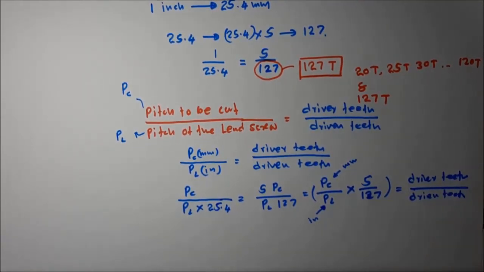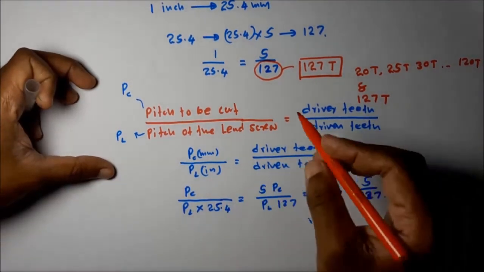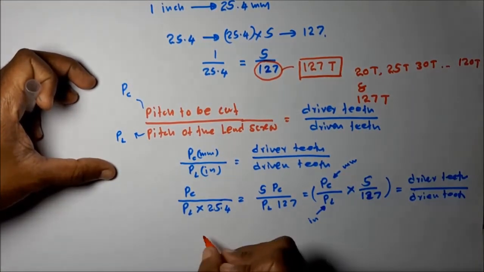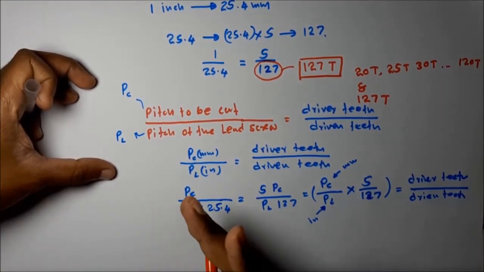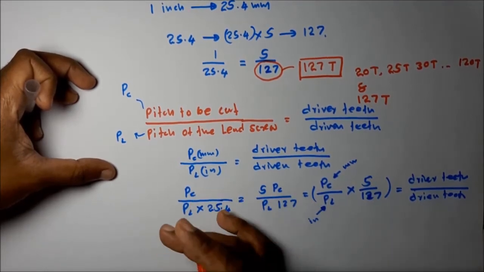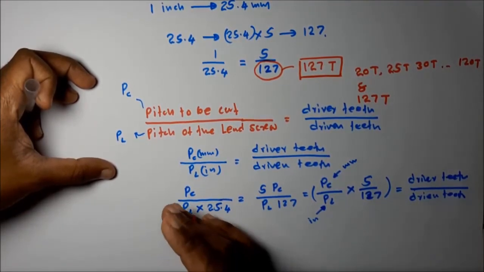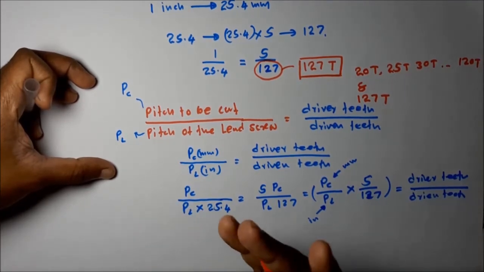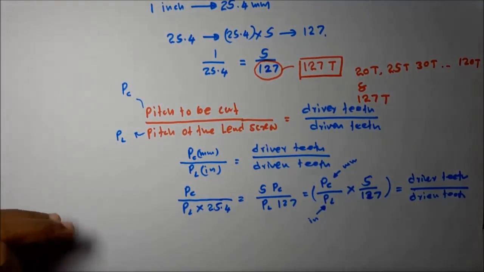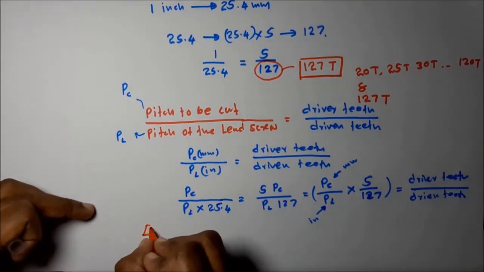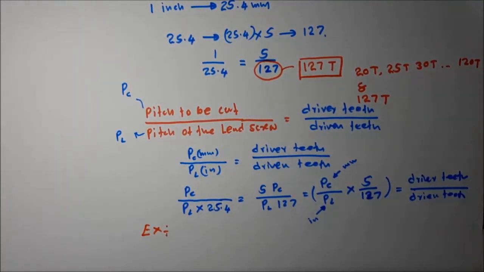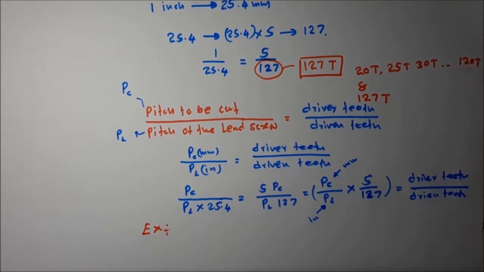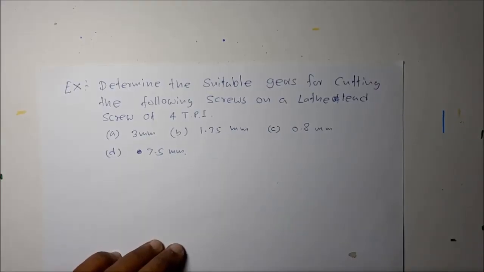Okay, driver teeth, driven teeth. Then this is how we cut a metric thread on an English lathe machine. The same thing we can do for how to cut inch threads on a metric lathe machine also. Before going to that one, let's take an example and understand this one through the example.